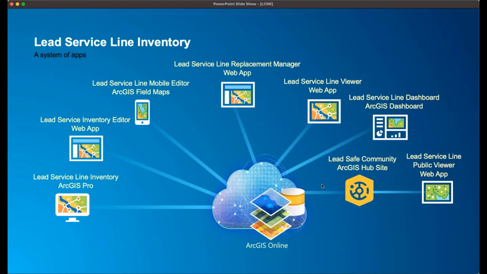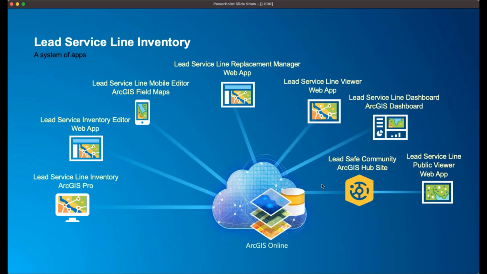You can think of that ArcGIS hub site as a pre-configured website that is set up so you can easily modify it to tell your utility's story about how you're addressing lead services. Embedded in that website is a lead service line public viewer web application, and that's where you are exposing or sharing a subset of your lead service line inventory as an interactive map, real-time data out to the public. So it's a very simplified view for the public that allows them to understand in real time your lead service line inventory and interact with it.